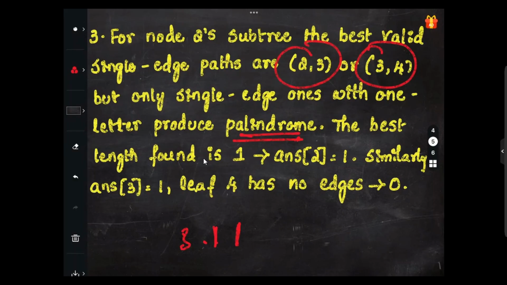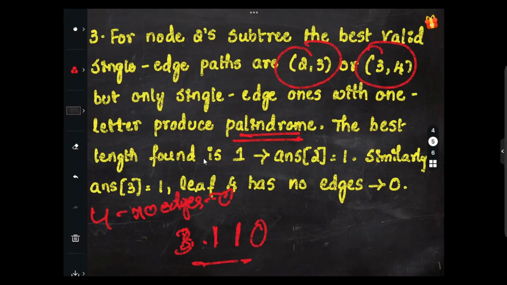And leaf 4 has no edges at all. When there are no edges, we'll consider 0 basically, right? Leaf 4 has no edges, so we'll consider 0 here, right? First we got 3, then answer of 1, answer of 2 equals 1.